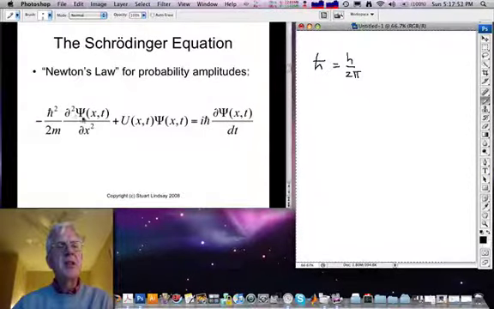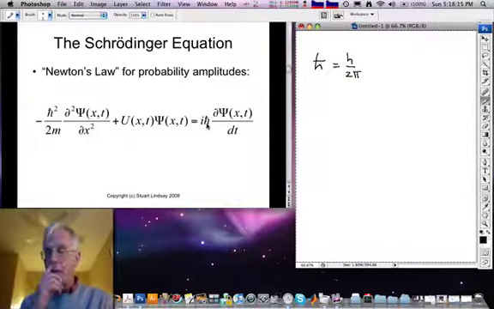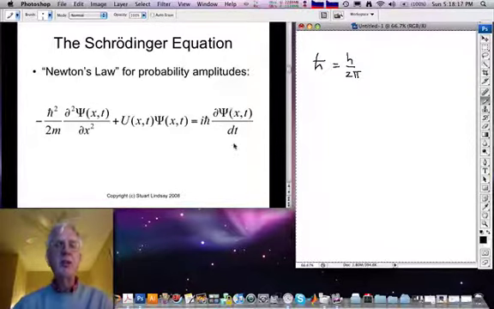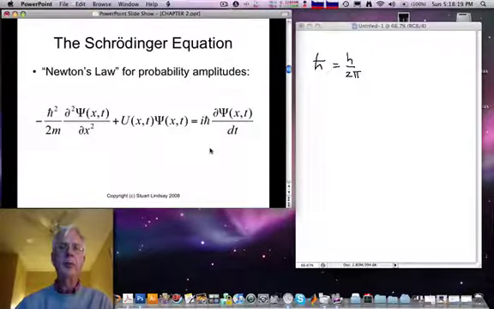This here is the second derivative of the wave function with respect to space, and the little curly d's mean a partial derivative, so that we would ignore any time dependence in this term. Here is a potential, which might depend on space and time, multiplying the wave function, and that's equal to i, the square root of minus 1, times h bar, times the time derivative of the wave function.